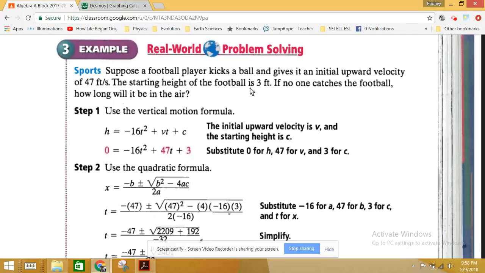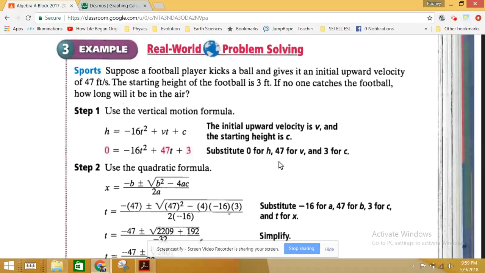And our question is, if no one catches the football, how long will it be in the air? Well, how long is the t part? So we're trying to figure out what t is. It could just as well have been x, but we need t to represent time. So height is what this is, and it reaches the ground after the length of time it's going to be in the air, the time for it to go up in the air and then come back down to the ground where it has a height of 0. So hopefully I've demystified this a little bit for you.